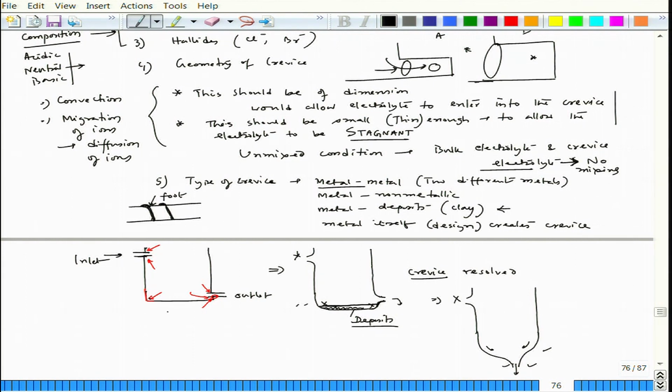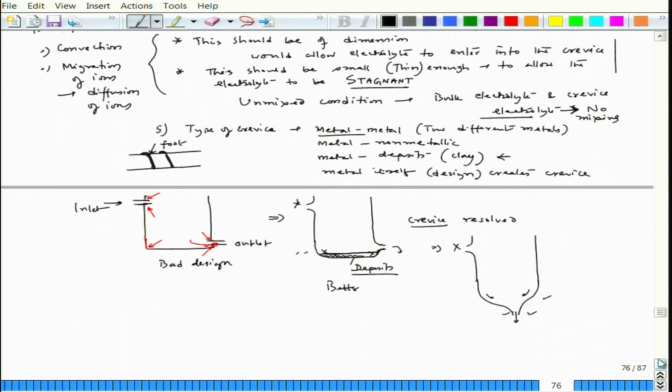So, this is the bad design, and this is better. Within this framework, it is the best. So, in that way, without knowing the nitty-gritties of crevice, just by avoiding crevice, one can resolve crevice corrosion. So, this is the type of crevice.